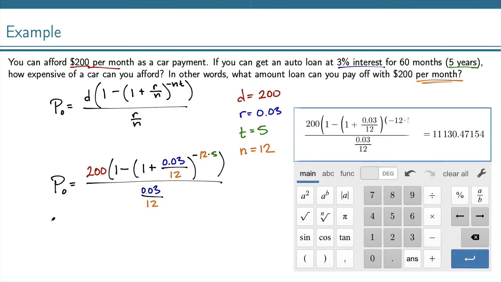And here, if we round this to the nearest cent, since we're talking about money, we get $11,130.47. This is the size of the loan that we could afford if we can only afford $200 per month for our payment at 3% interest.